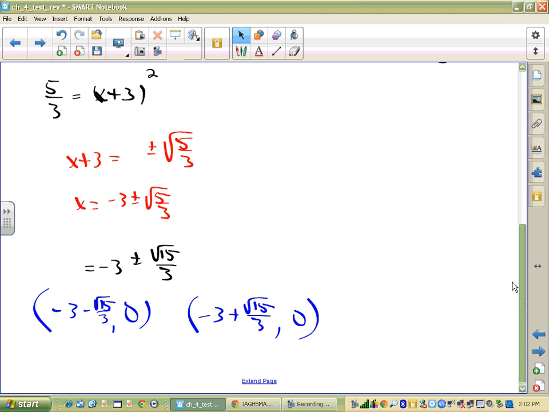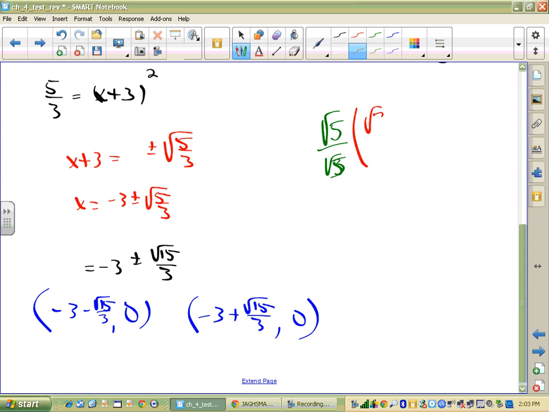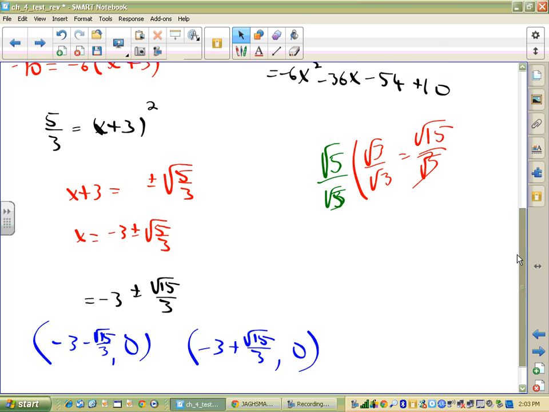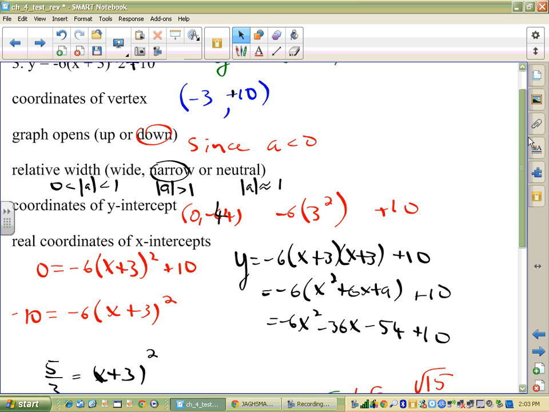Where'd I get 15 at? Do you remember when we had to rationalize denominators? Rad 5 over rad 3 would have to multiply by rad 3 over rad 3, which would give me rad 15 over 3. Thank you. Rationalizing denominators. I don't know if you're going to have to do one quite that bad on the test.